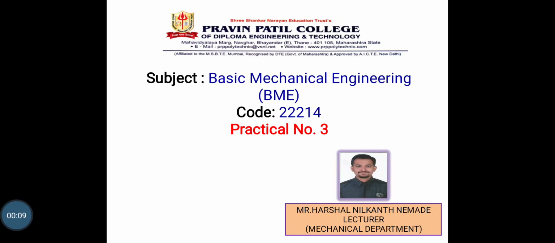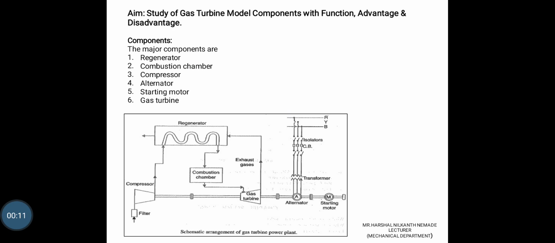Practical number 3 of Basic Mechanical Engineering. Aim: study of a gas turbine model, components with their function, advantage and disadvantage. This is a gas turbine model I have shown in the figure. Compressor, regenerator, combustion chamber, gas turbine, alternator, starter motor. We'll study the function. The major components are regenerator, combustion chamber, compressor, alternator, starter motor, gas turbine. We'll study each and every function, advantage and disadvantage one by one.